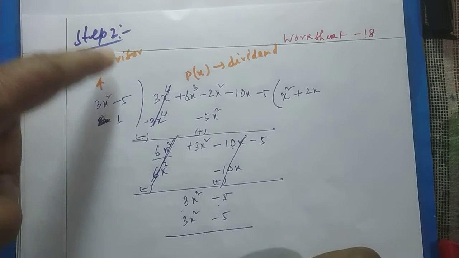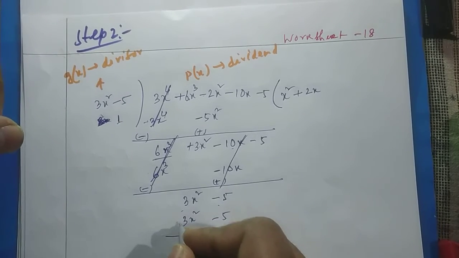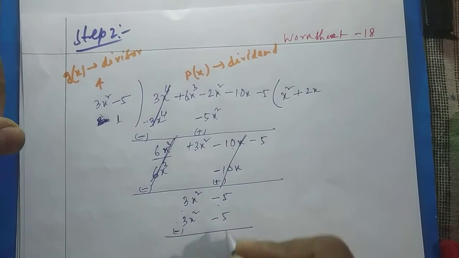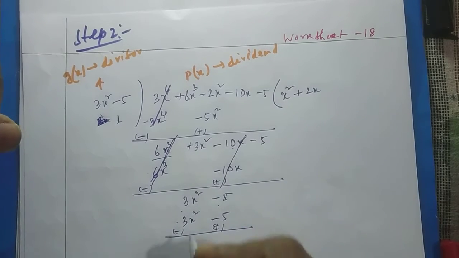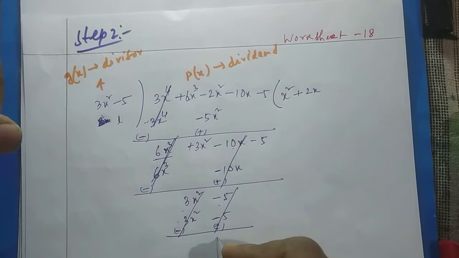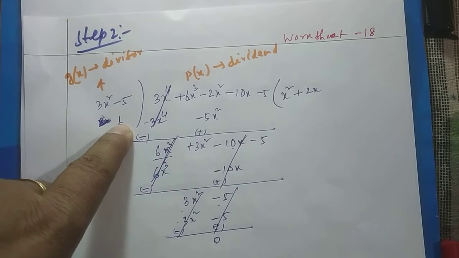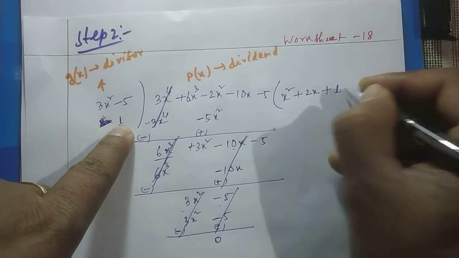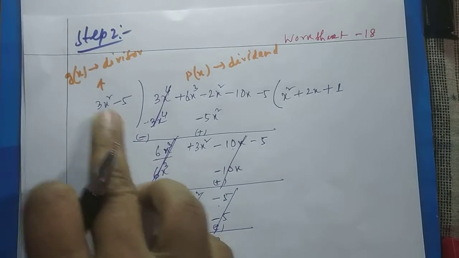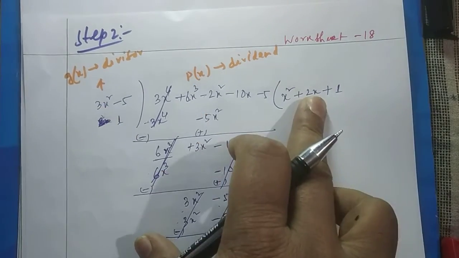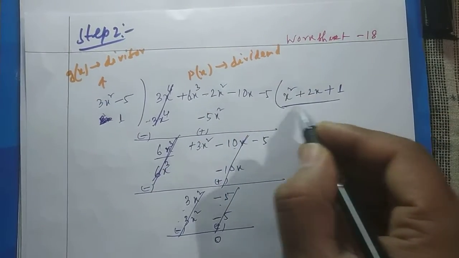Correct? Now doing minus. It is the plus, so it will be minus. It is the minus, it will be plus. So all are cancelled. The remainder is 0. And put this one in the quotient, plus 1, because we have multiplied the divisor with plus 1. So ultimately we got this quotient.